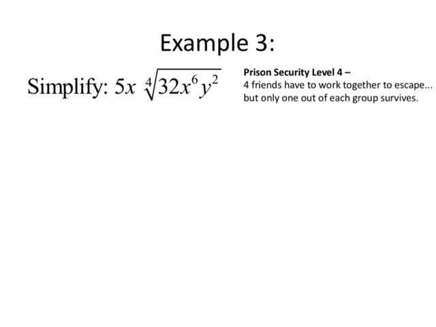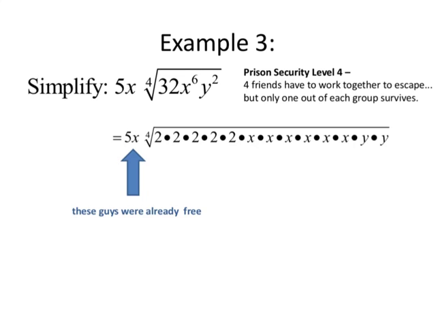So I imagine you're getting the idea, but one thing I wanted to do was not only do a 4th level security prison, but also have some numbers and letters outside of the radical already. Sometimes they'll have some numbers inside and some numbers outside at the very beginning of the problem. So what that means is that these guys were just already free. They never were in prison maybe. And they're out here waiting for their friends to try to escape from prison, and they're going to help them out. So these guys were already free, so they don't go anywhere except the place where they already were.